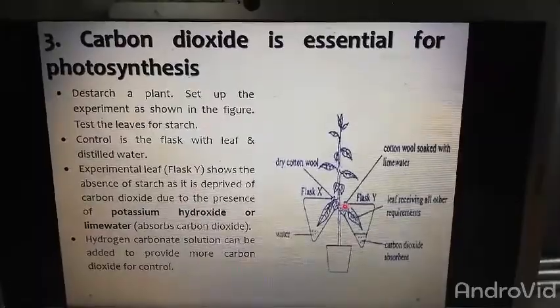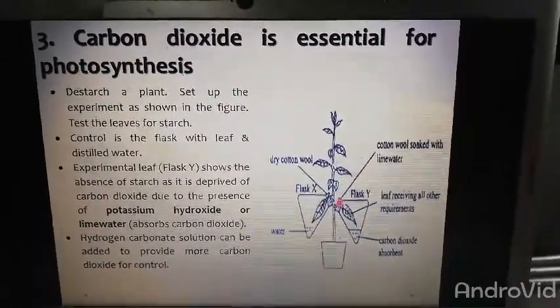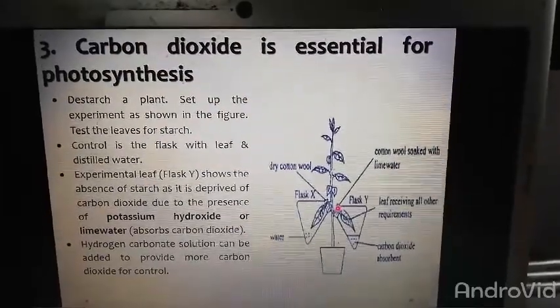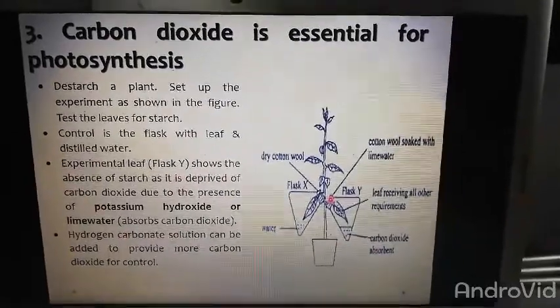So at the end of this investigation, we can say that we really need the 3 factors, or the 4 factors, which number 1 is the sunlight, and then the chlorophyll and carbon dioxide, for photosynthesis to happen. So that's all for class today.